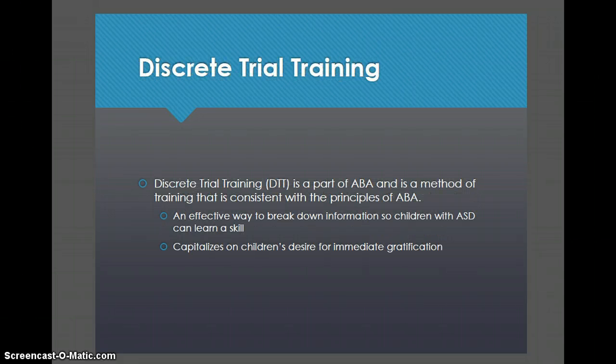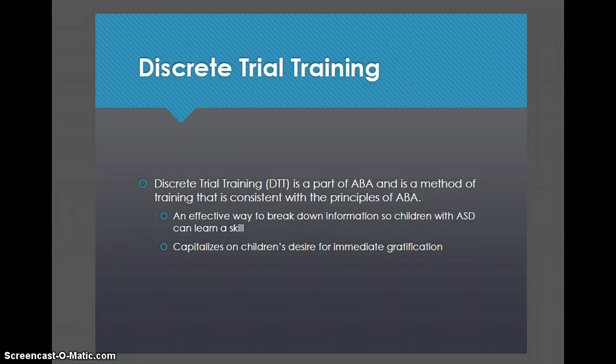So that gives you some of the background on ABA. I'm going to spend the rest of our lecture today talking about something called discrete trial training. Discrete trial training is a part of ABA, so it's not just ABA itself. ABA is much bigger than discrete trial training. ABA involves all of that, looking at what's causing behavior, analyzing children's behavior, all of the different things that an ABA therapist would be trained in.